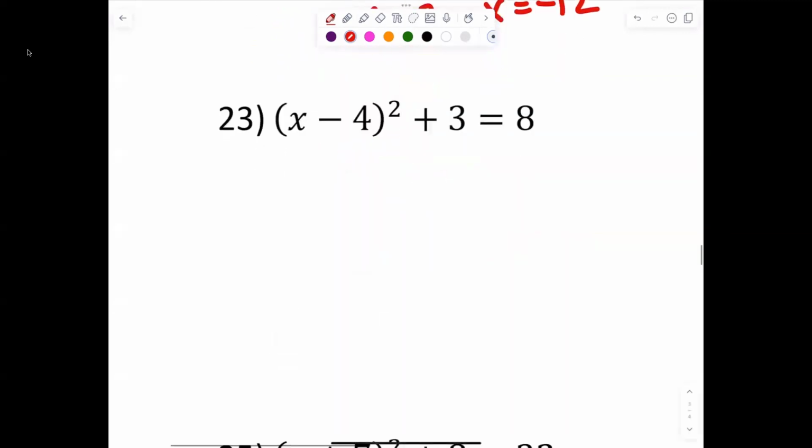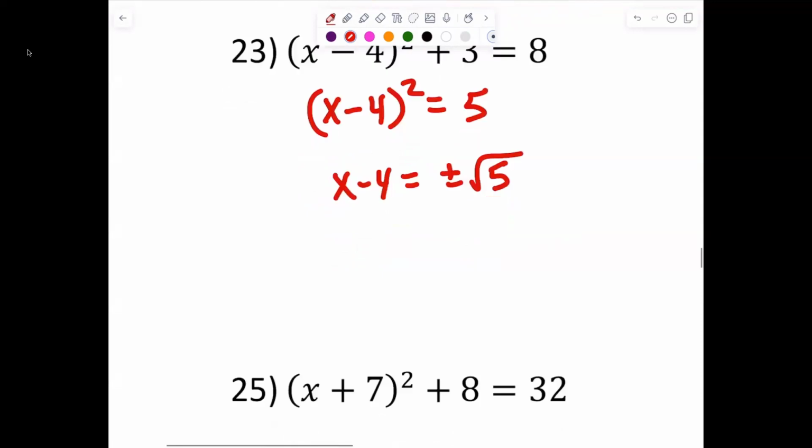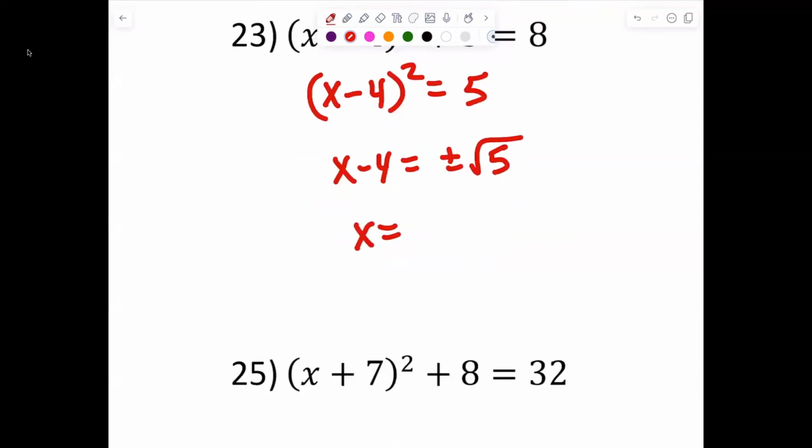All right, so 23, what do I have to do first? Subtract 3. X minus 4 squared equals what? 5. Now what? X minus 4 equals plus or minus radical 5. Very good. Now what do I do with the -4? Move it over. When I move it over, it becomes x equals 4 plus or minus radical 5. And there's nothing you can do with that. That is the answer.